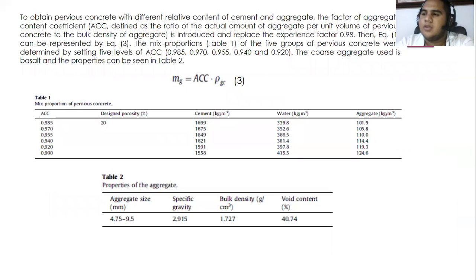To obtain pervious concrete with different content of cement and aggregate, the ACC factor replaced the experience factor 0.98 as seen in equation 3. The proportion of the mixture of the 5 groups of pervious concrete, those of table 1, were determined by establishing 5 levels of ACC. The coarse aggregate used is basalt, and the properties can be seen in table 2.